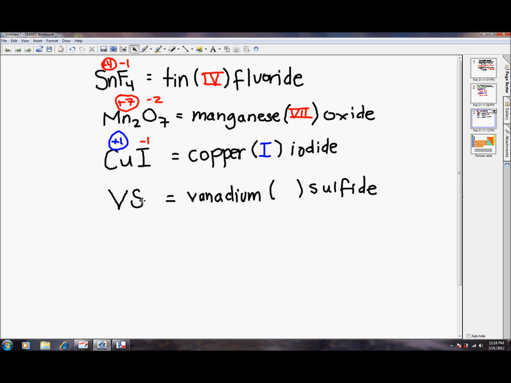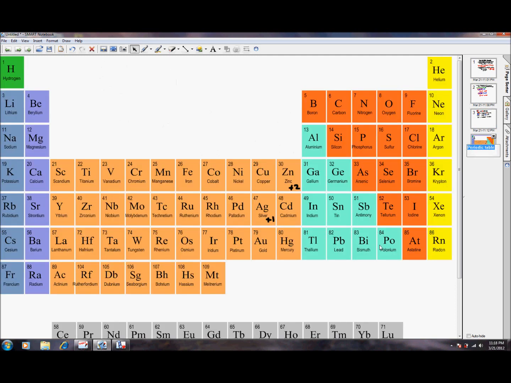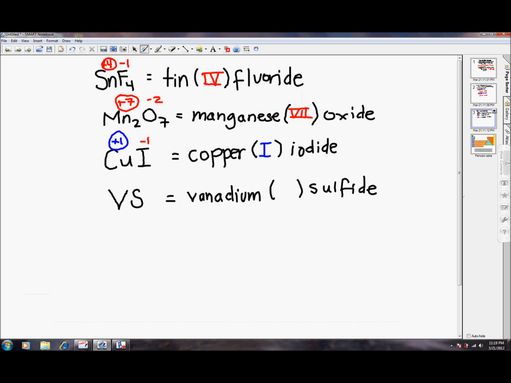There are no numbers in this formula. So how do I know what the Roman numeral is? Let's go back to the periodic table real quick. Here's sulfur. Sulfur's in the oxygen column, which means that the oxidation state for sulfur, I know, is -2. Since there was one vanadium and one sulfur, they have to cancel out to 0, so this has to be a +2 to match up with the -2. So that means that it's a Roman numeral 2 inside the parentheses. So this is called vanadium(II) sulfide.